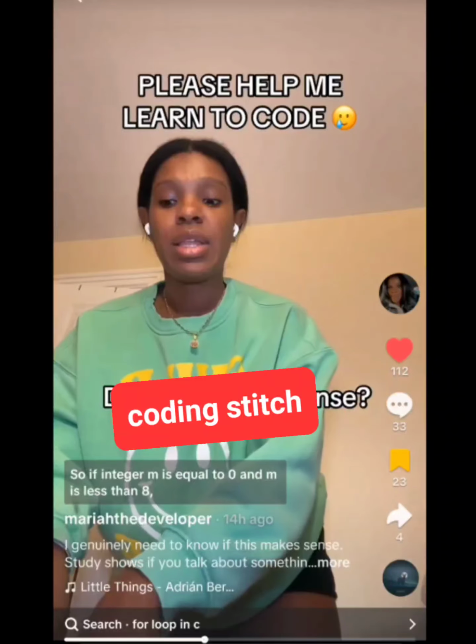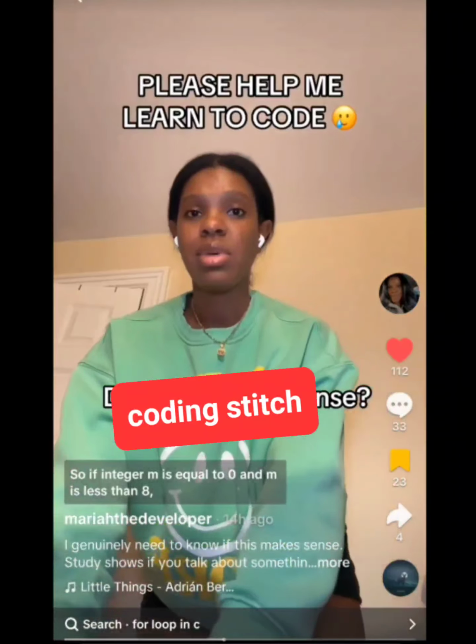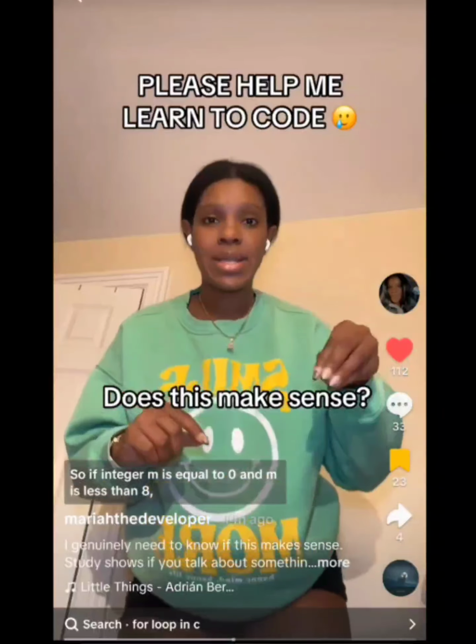So if integer m is equal to 0 and m is less than 8.